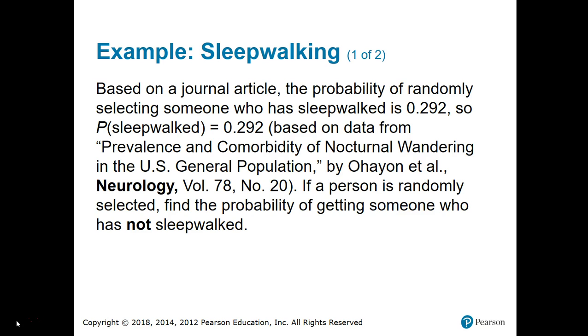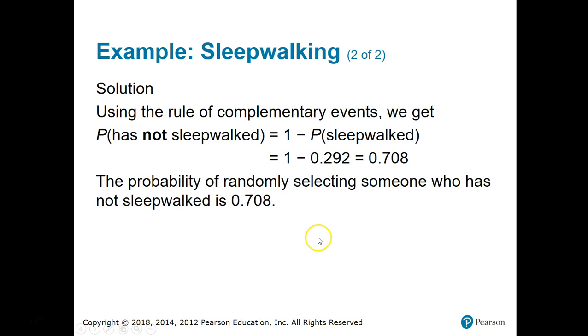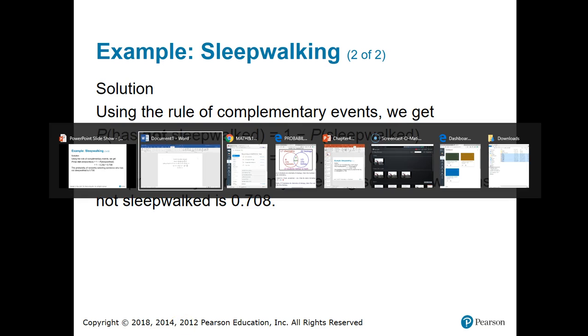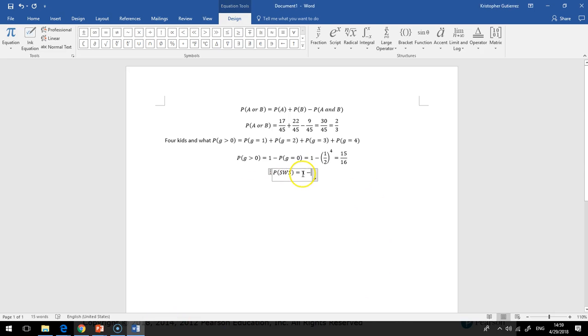Let me rephrase that. What is the probability that we have 0 sleepwalkers in the class? Now, if someone is not a sleepwalker, the probability is going to be 0.708. So that will be 0.708 to the 28th power.